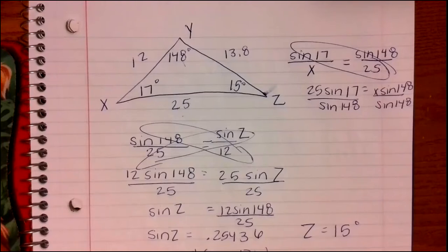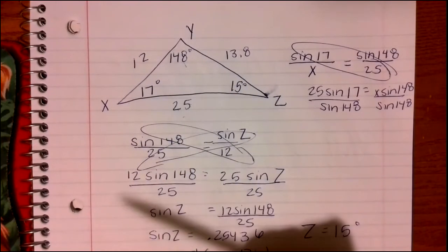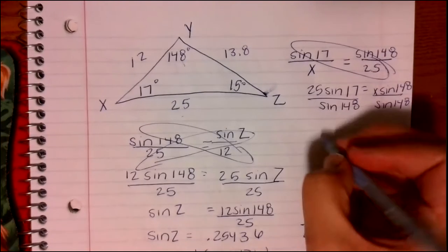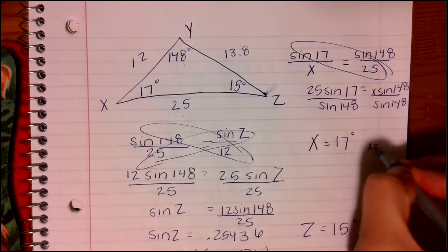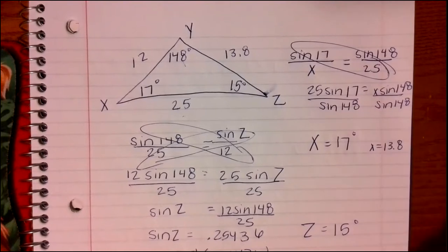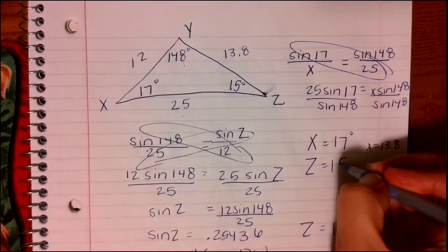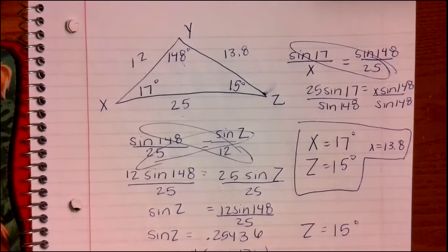So we've now solved the entire triangle. We found all the missing sides and angles, and we could go to this side and write that. We could say we found angle X is 17 degrees, side X is 13.8. We found angle Z is 15 degrees, and that's all we found. Everything else was given to us.